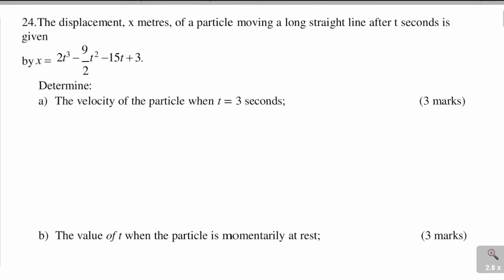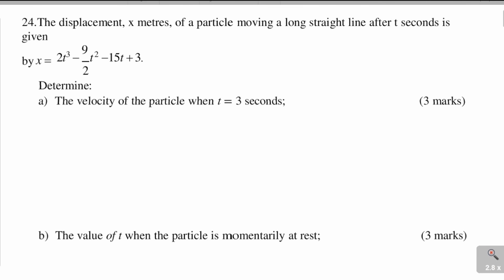Question 24. The displacement x meters of a particle moving along a straight line after t seconds is given by x equals 2t cubed, subtract 9 over 2 t squared, subtract 15t plus 3. Determine A, the velocity of the particle when t equals 3 seconds.